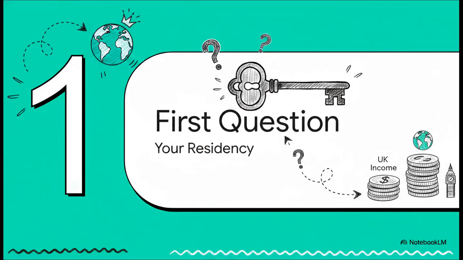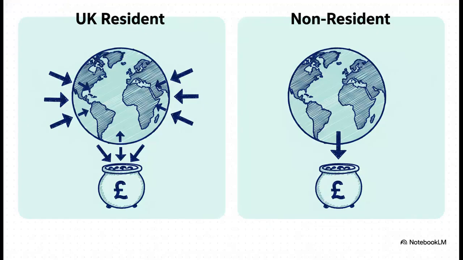All right, so let's get into our first big question, your residency. This is absolutely the first step because it's the key that unlocks the whole puzzle. It determines if you're paying UK tax on just your UK income or on all your income from anywhere in the world. And believe me, the difference is massive.